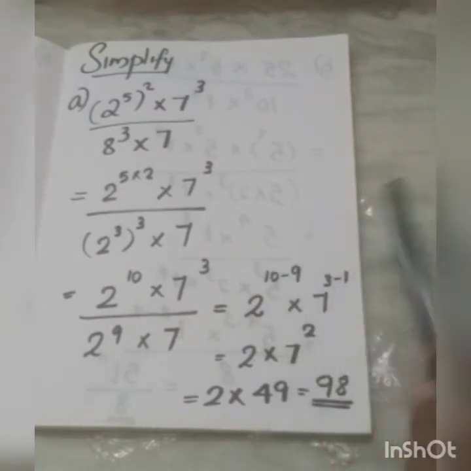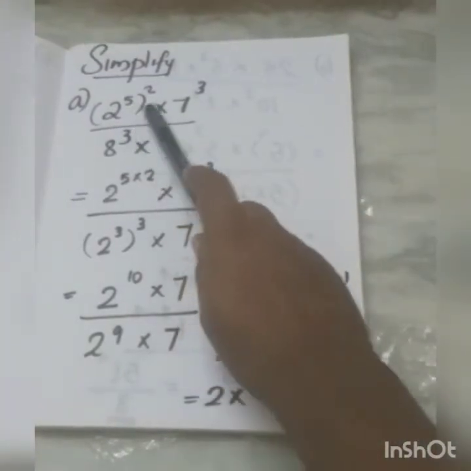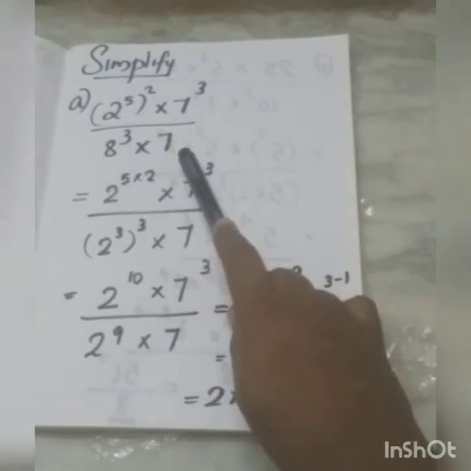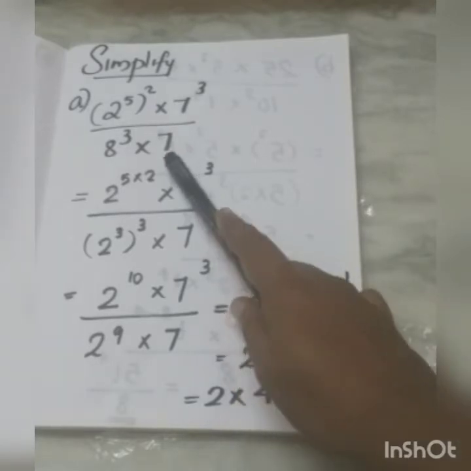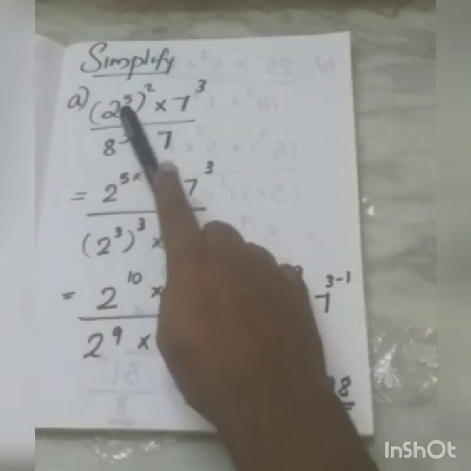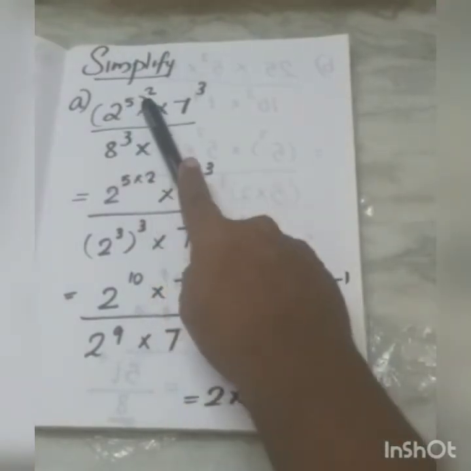Simplify: (2^5)^2 × 7^3 divided by 8^3 × 7. So we are going to solve it using the laws of exponents. Whatever laws you have studied, using that we are solving this. So first, (2^5)^2. Here we are taking the power of a power.